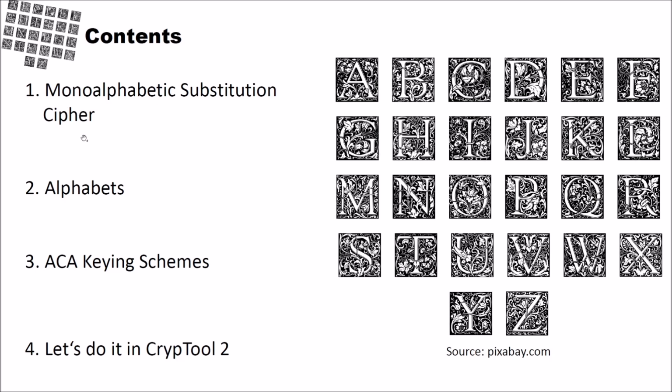I structured this video into 4 different parts. In the first part, we will have a look at the monoalphabetic substitution cipher. Clearly, you don't need mixed alphabets only for monoalphabetic substitution ciphers, but it is a good example where you need a mixed alphabet, and this is why we included this in this video. After that, we will have a more detailed look at alphabets. Then we will have a look at the ACA keying schemes to derive mixed alphabets from a source alphabet. And finally, we will do it in CrypTool 2. We will use a new component that we created, or an updated component, the alphabet permutator, to create our own mixed alphabets.